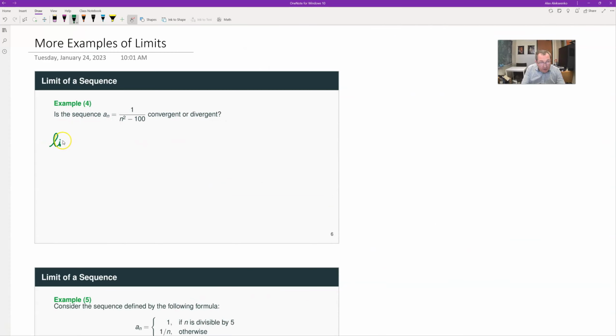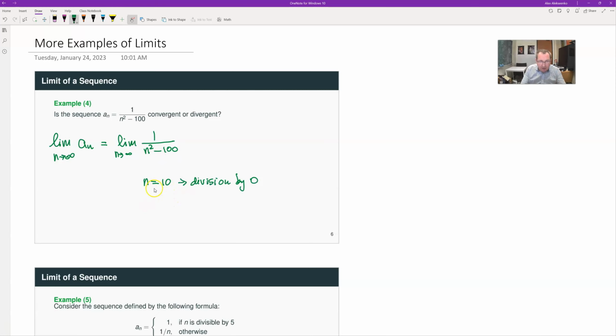So we would like to know, is there a limit as n goes to infinity of an where an is given by the formula 1 over n squared minus 100. Now n goes all the way to infinity. There's interesting thing here in the denominator, n squared minus 100. So we realize that for some values of n, for example n equals 10, we will have division by 0.